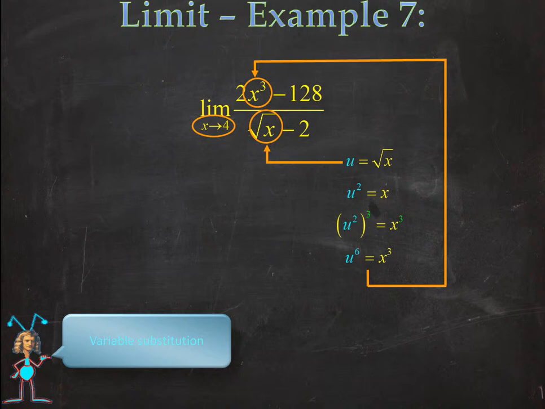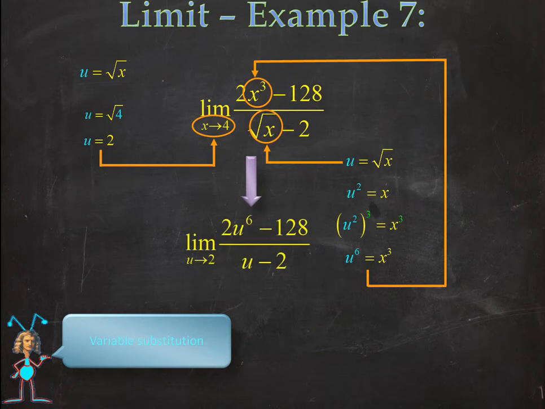And now I have to figure out that since x goes to 4, where does u go to? Well, since we have made the original substitution u equals the square root of x, and x goes to 4, let's make x equal 4. And the square root of 4 is 2, and therefore x goes to 4 is equivalent to u goes to 2. So our expression can be rewritten in terms of u as the limit as u goes to 2, 2u to the 6 minus 128 divided by u minus 2. And I have got rid of those pesky square roots.